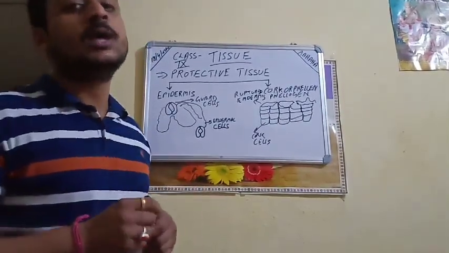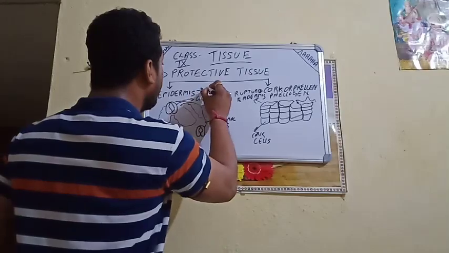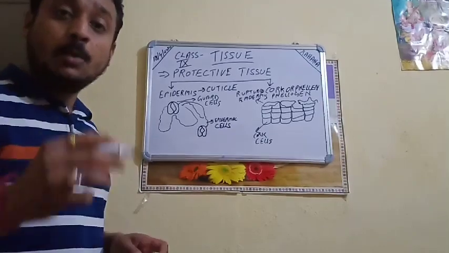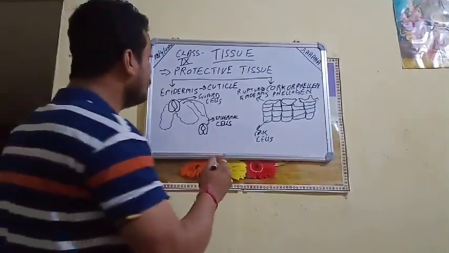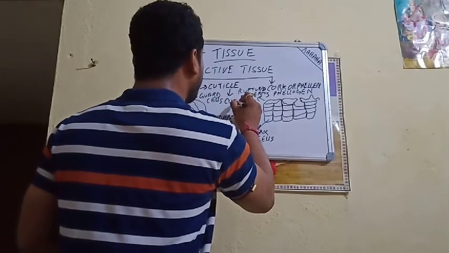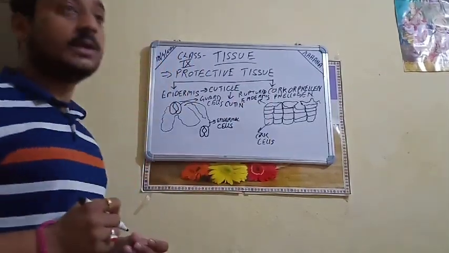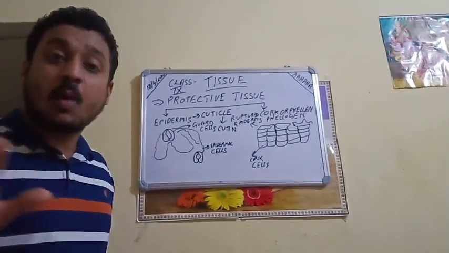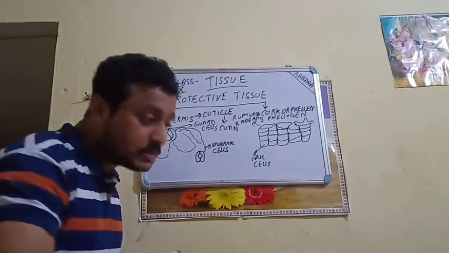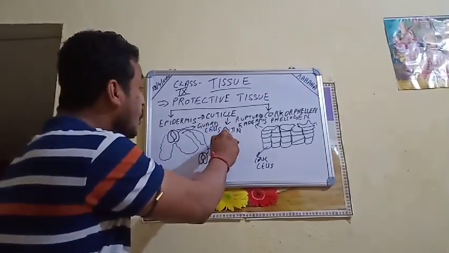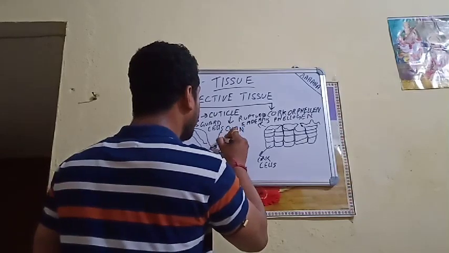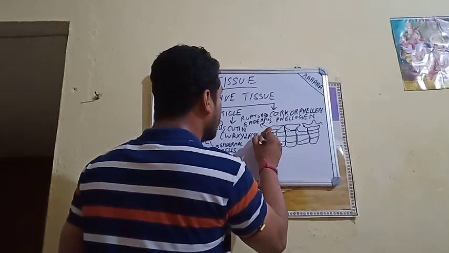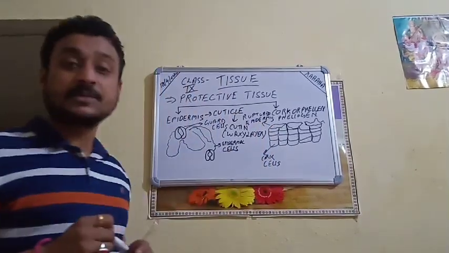The epidermis layer of the plant is made up of cuticle. On studying in a deep way, we found the cuticle itself is made up of cutin. Cuticle is C-U-T-I-C-L-E. Cutin is C-U-T-I-N. This cutin is actually a waxy layer which makes the cuticle very waxy. The cuticle will be very waxy because of the presence of the cutin.